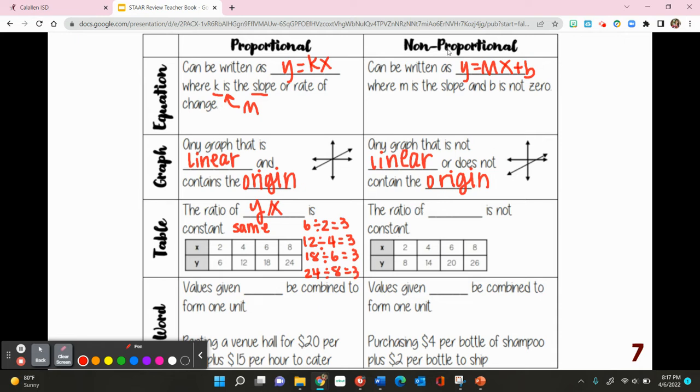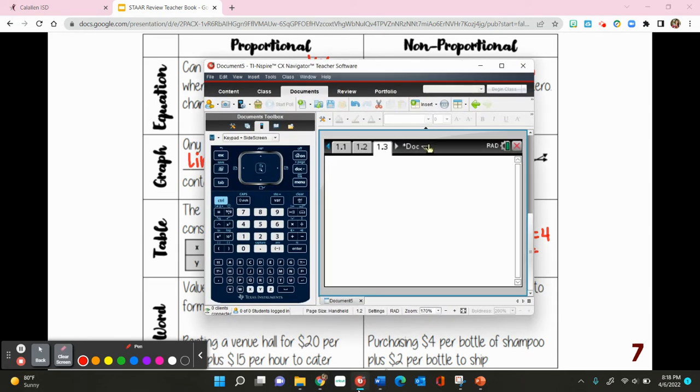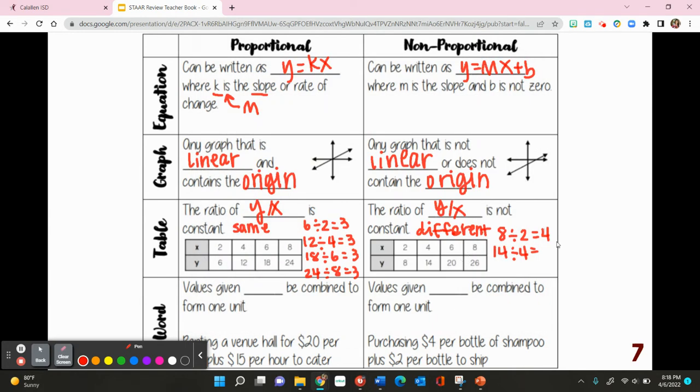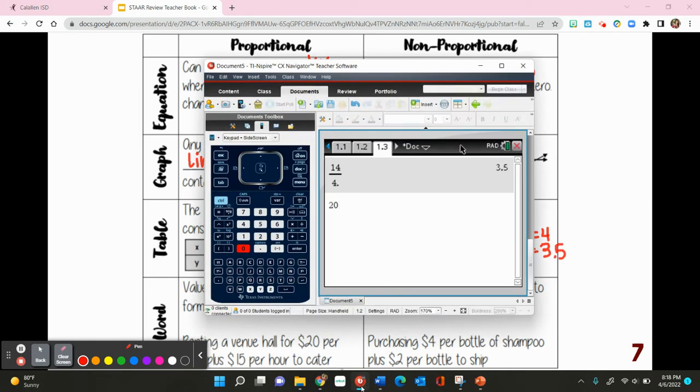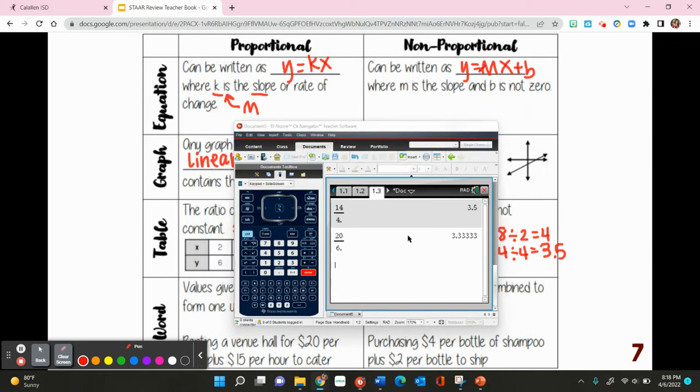Now let's look at a non-proportional table. In a non-proportional table, the ratio of y divided by x is not constant. So this means that they are different. When I divide y by x, I should not get the same thing. So for example, when I take 8 divided by 2, this equals 4. And when I take 14 divided by 4, let's plug that in our calculator to see what we get. So 14 divided by 4, we'll get 3.5. So here we already see that they are different, but just to double check, let's keep going. When I take 20 divided by 6, we get 3.3 repeating.